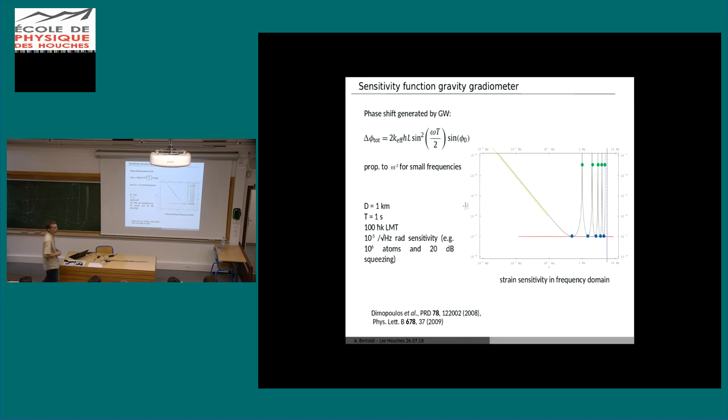Yep. Is this like a transfer function of the instrument, or is this actually... That's the sensitivity. Well, I'm trying to ask what you mean by sensitivity. Do you mean the noise level in the instrument, or do you mean the transfer function between strain and... So here I consider a signal-to-noise ratio of 1 for the sensitivity.